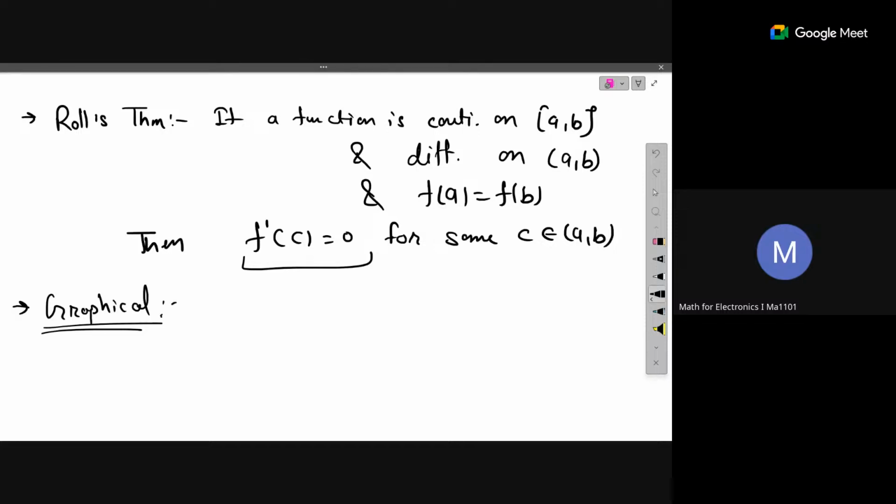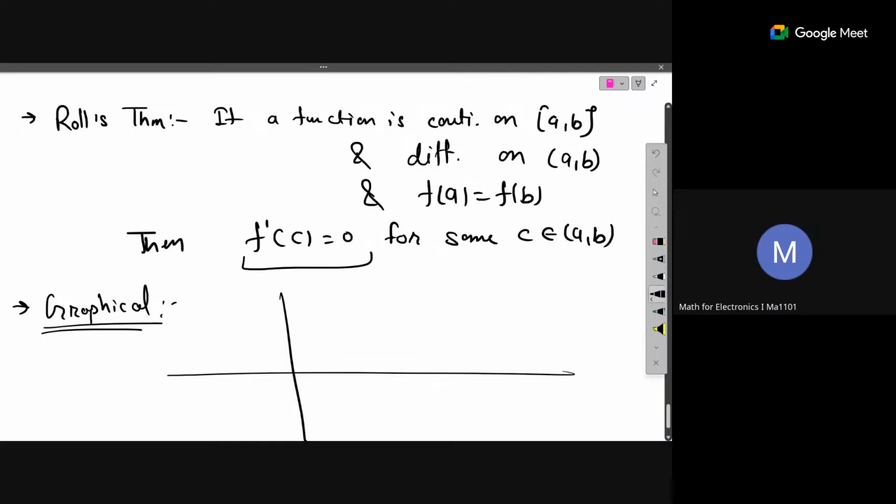What does Rolle's theorem actually say? Rolle's theorem says if you have a continuous function over this particular interval, and f of a is equal to f of b is given to you, then the function looks something like this, right? Because f of a is equal to f of b. This is a, this is b. That's why I'm taking these two points to be here.